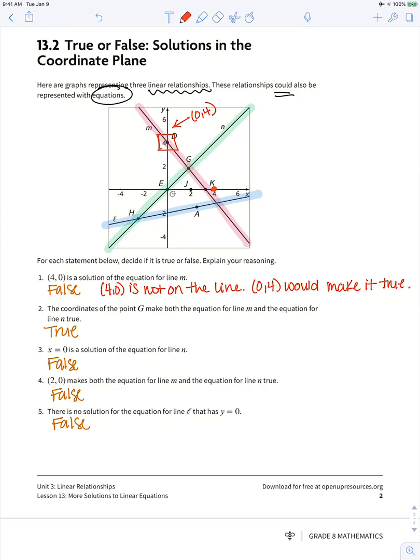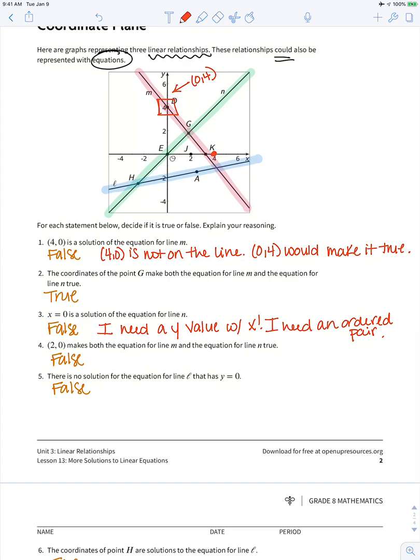For number 3, x equals 0 is a solution of the equation. Again, we're working with ordered pairs. This doesn't tell me anything about a y value. I need a y value with x. I need an ordered pair to make that decision. So there wasn't enough information for me to make that conclusion about line n.